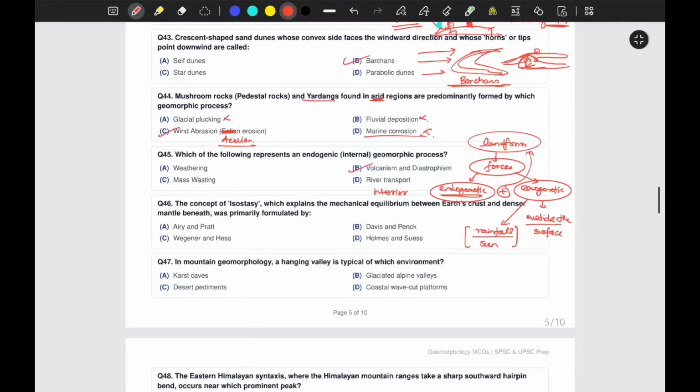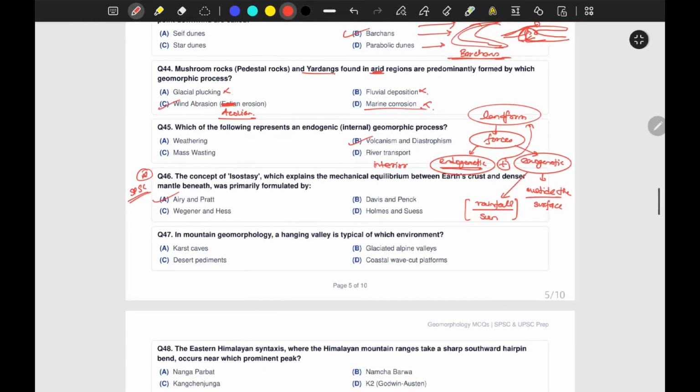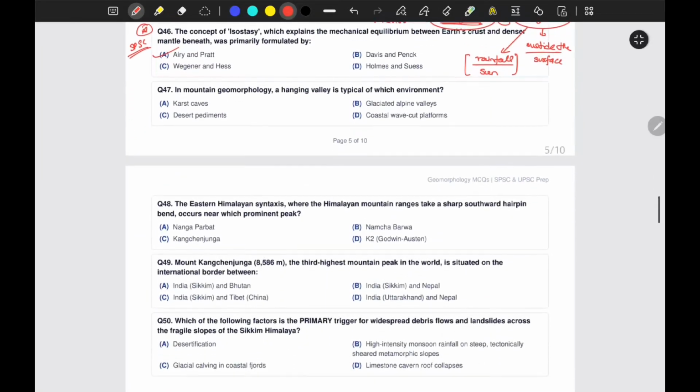Question number 46. The concept of isostasy, which explains the mechanical equilibrium between Earth's crust and the dense mantle beneath, was primarily formulated by Airy and Pratt, Wegener and Hess, Davis and Penck, or Holmes and Suess. The correct answer is option A, Airy and Pratt. These are miscellaneous questions. See, the state PSC has a habit of sometimes asking miscellaneous questions in geography that are outside your standard NCERT textbooks. So you should be prepared for it.